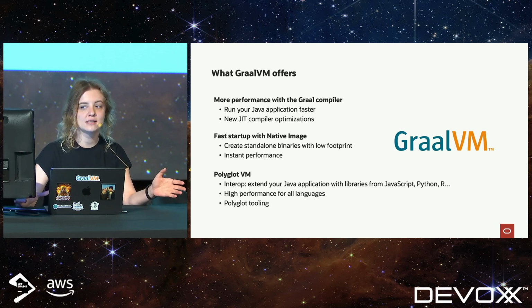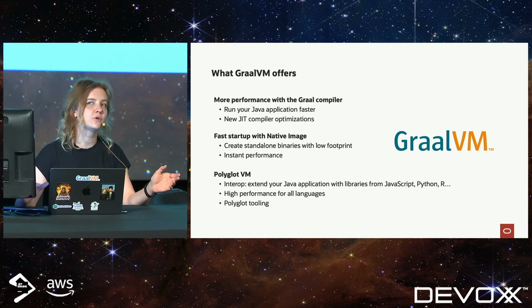The next big part, what we actually will be talking about today, is the native image. So native image is this ahead-of-time compilation technology for Java that allows you to produce native platform-specific executables of your Java application that no longer require a JVM to run.